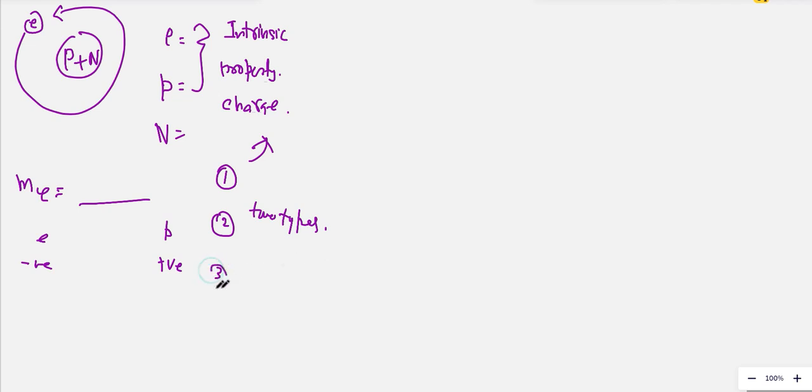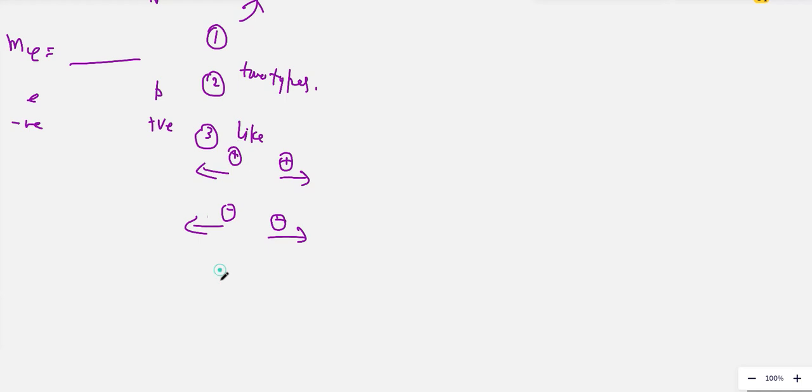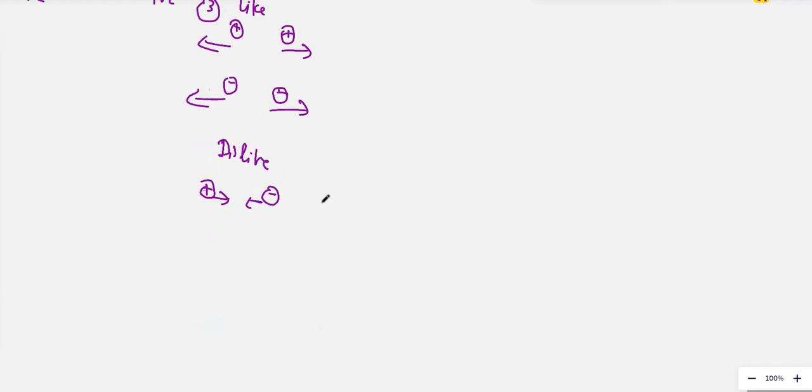And the third thing is how they behave with each other. If they are like charges, for example, one is positive and the other is positive as well, or one is negative and the other is negative as well, they will repel each other. If they are unlike charges, for example, one is positive and the other one is negative, they will attract each other. This is how they behave. You got it?